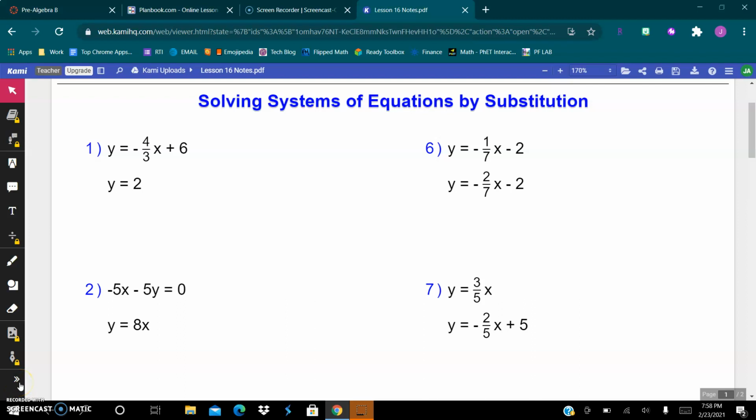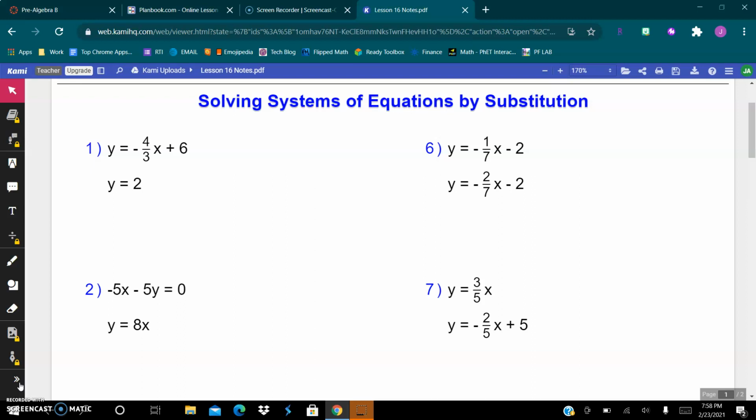So we are moving on to solving systems of equations by substitution. We've been talking about how to solve by graphing them and looking for the point where they cross. And we've talked about how systems can have one solution, no solutions, or infinitely many. So those three options are still an option for the answers for solving by substitution. This is just a different way to solve.